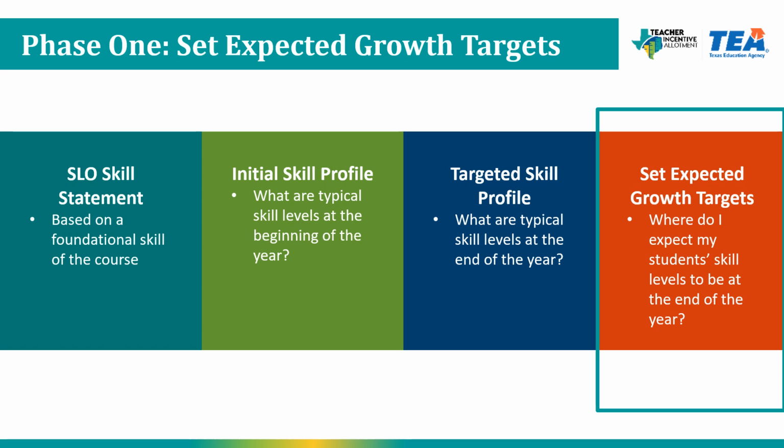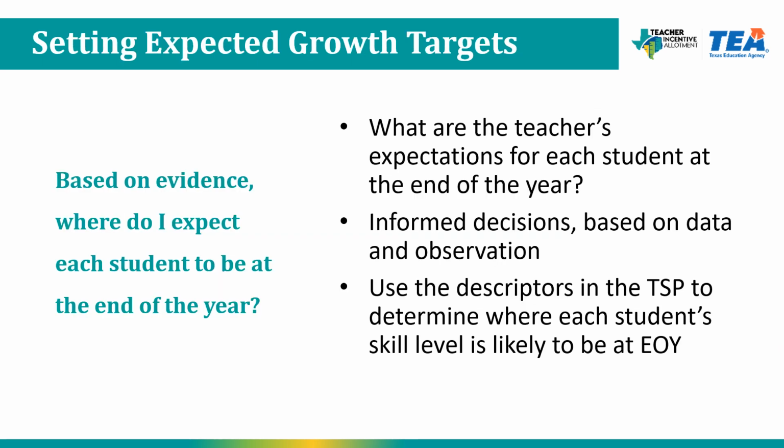Finally, the last phase involves setting expected growth targets. Based on evidence gathering, determine where you expect your students to be at the end of the year. This involves understanding what typical looks like at the beginning of the year and setting realistic yet ambitious targets for your students. Understanding what typical skill levels look like at the end of the year, after a full year of instruction, is crucial. Based on the data collected, you will need to set growth targets for each student. This involves making informed decisions using student work from the first 6 to 8 weeks of the year to establish a targeted skill level for each student by the end of the year.